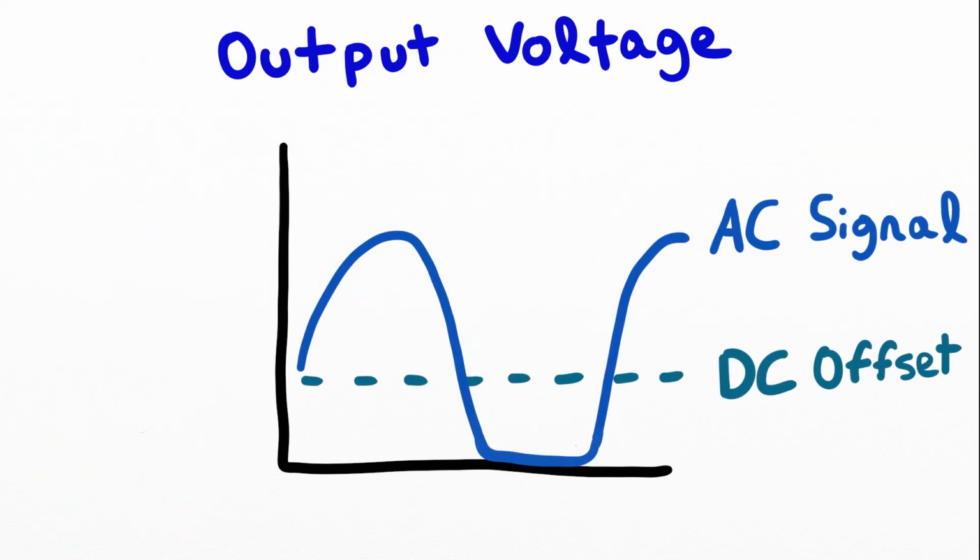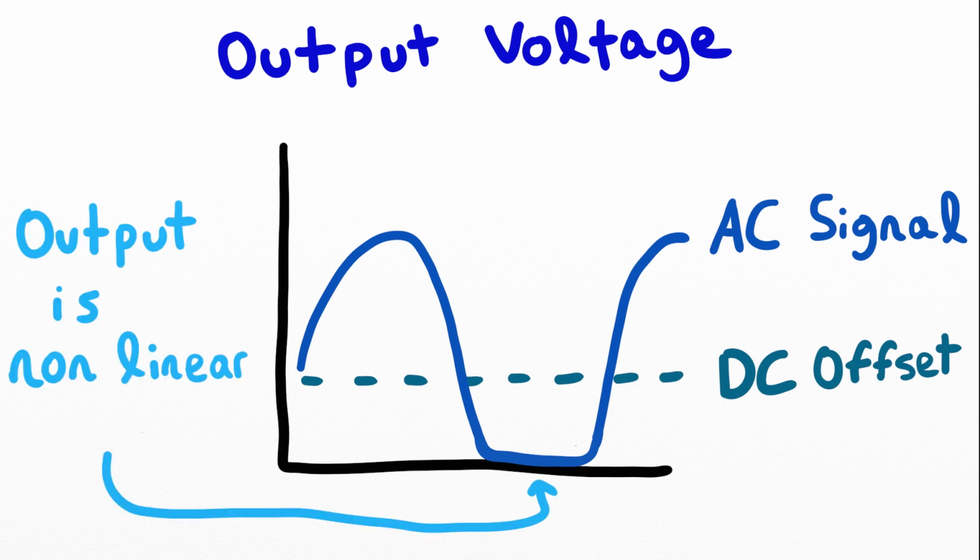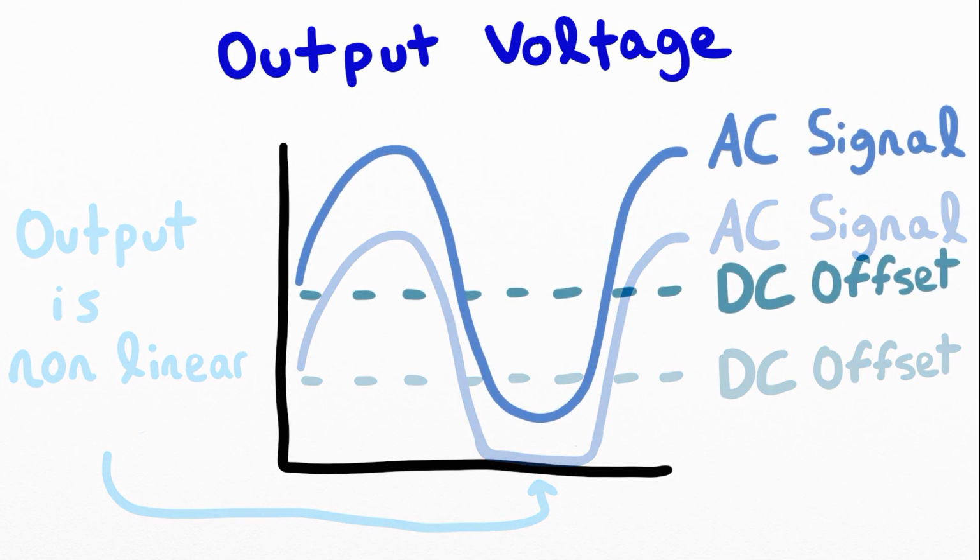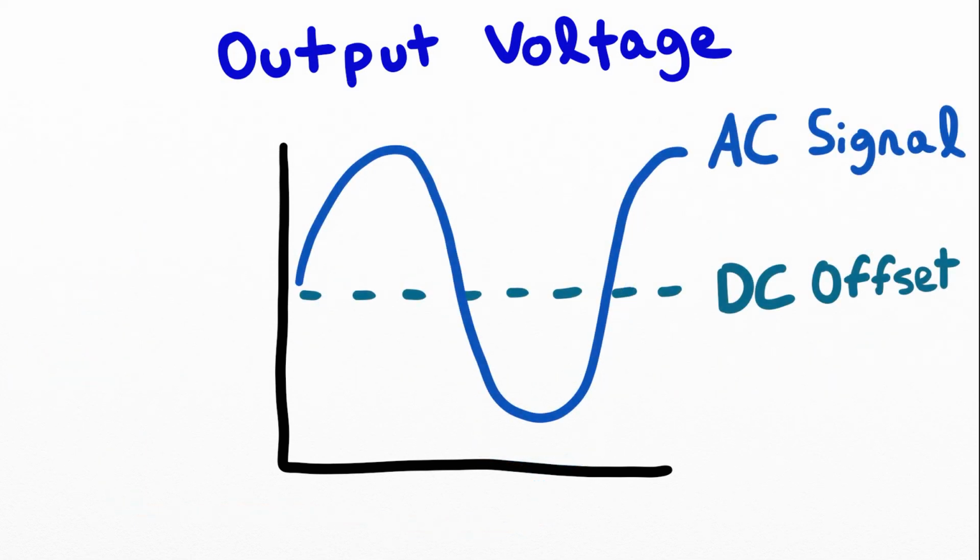If the DC offset relative to the output is too low, we see that the AC output signal will be distorted. This is called clipping. In the portion where the output is clipped, it is non-linear. This happens when the DC output offset is too small. To fix the problem, we simply increase the DC output offset.